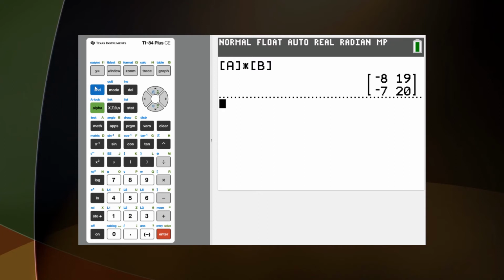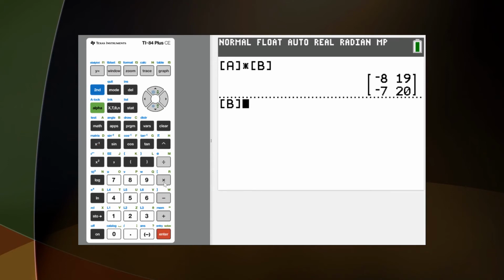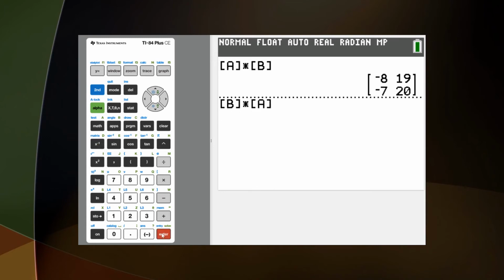Let's see what B times A is. So I'm going to go second matrix. This time I'm going to choose matrix B first. And we're going to multiply it times matrix A. Okay, so I got B times A. Let's hit enter and see what our results are. And we see that we have totally different results.